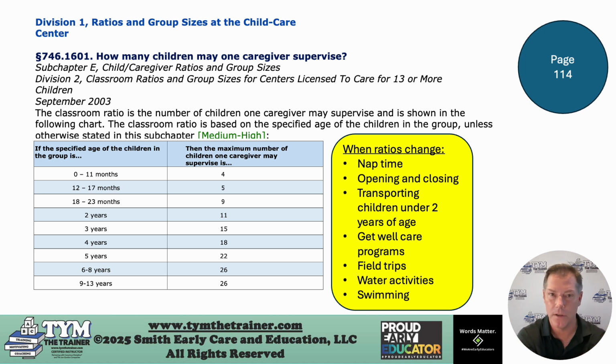Taking children on field trips, meaning that you're leaving your premises, there are lower ratios, and those are outlined in the minimum standards. Water activities, and that is a body of water that is less than 18 inches. Sorry, they just changed that. That would require a lower child staff ratio, and it's only if there is a body of water that is 18 inches or less.